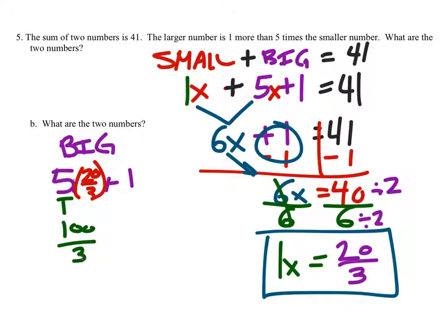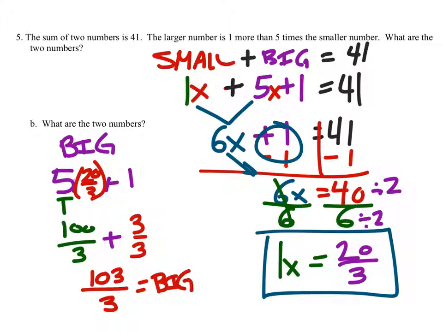1 times 3 is 3. We're going to add 1 to this. But we need common denominators to add it. So instead of 1, I'm going to make that a 3 over 3. Which means the big number would be 103 of these thirds. It's the big one. So there's the second part.